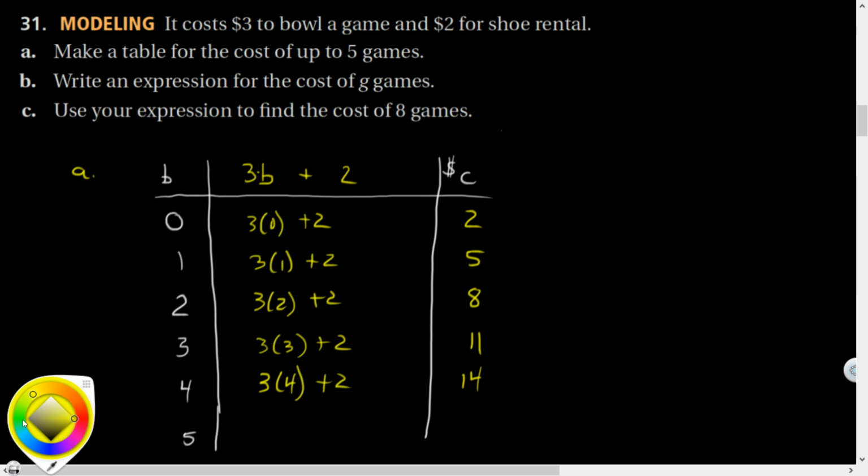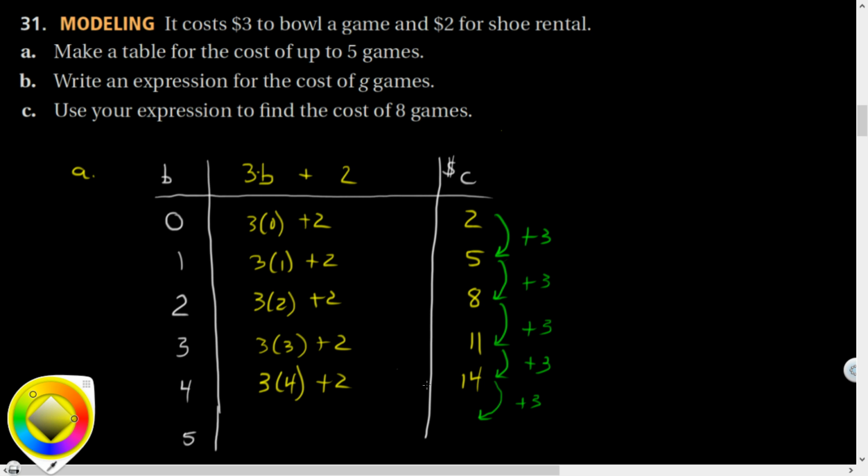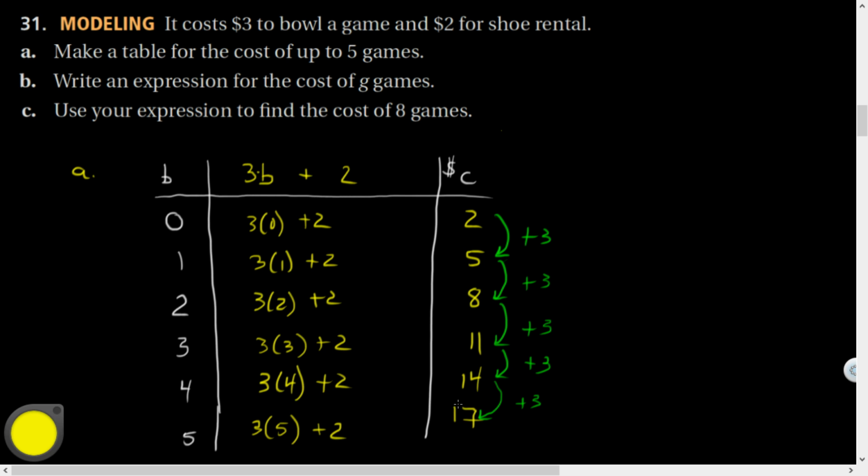Before I answer 5, I did want to point out that because it's $3 per game, once you've bowled the first game, the other way you could have viewed this is as just adding $3 per game from there. Notice, this is another way you could perceive of these problems. So using this pattern, what do you think would go here? Yeah, it looks like $17 for 5 games, right? And that's also what we would get with my expression. 3 times 5 is 15, plus 2 is 17.